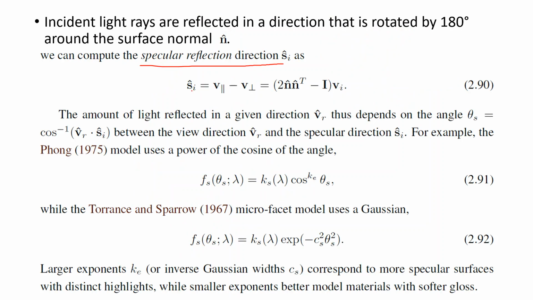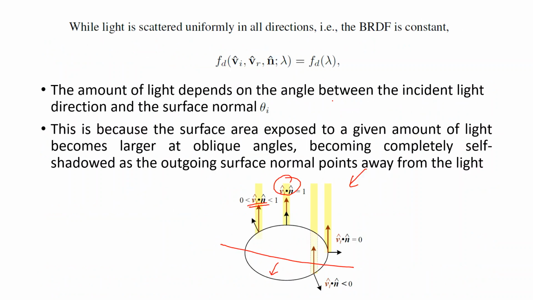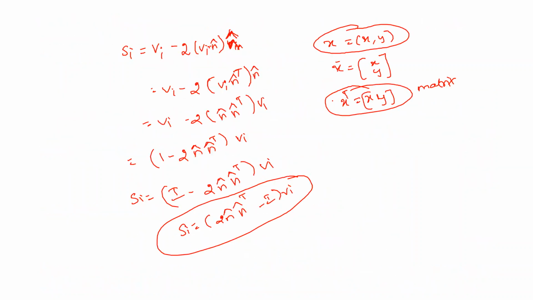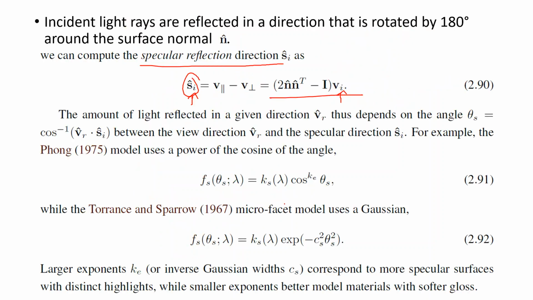This Si is nothing but 2 n cap transpose minus I into Vi. Yes, I is calculated from Vi only. So based on this previous image, we have calculated Vi into n cap, which is changed to a matrix representation. On performing these operations, we get Si using this Vi. So this Si is known as the specular reflection direction.